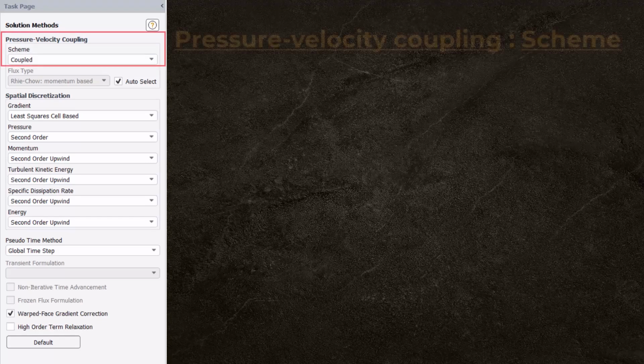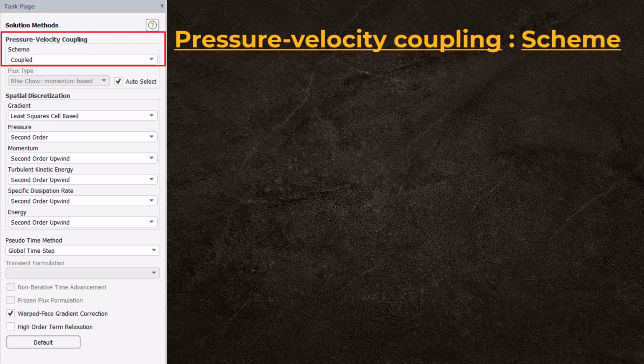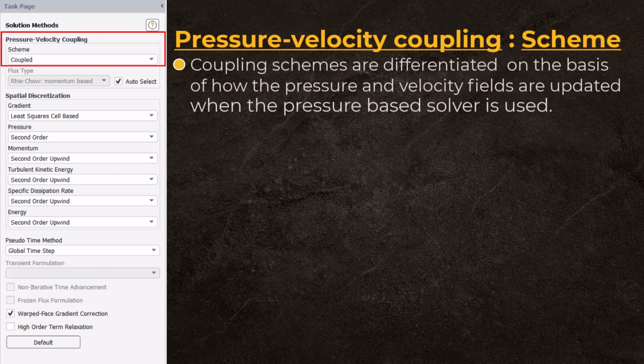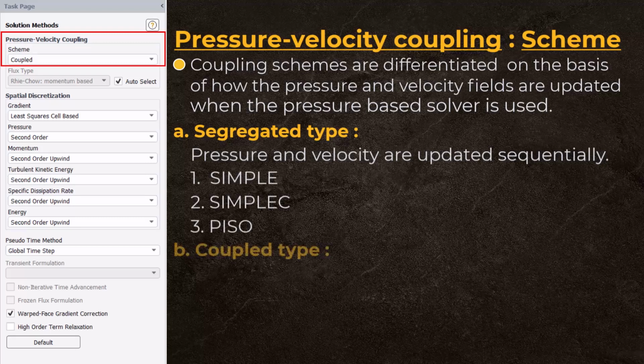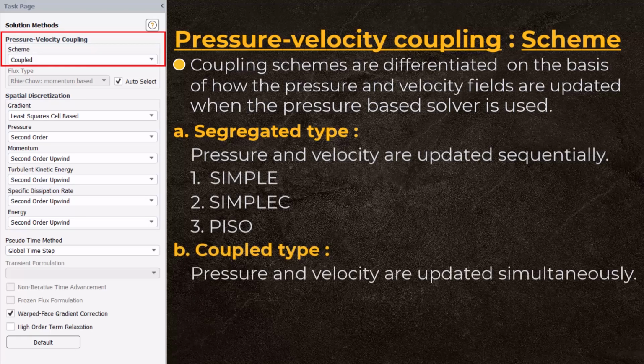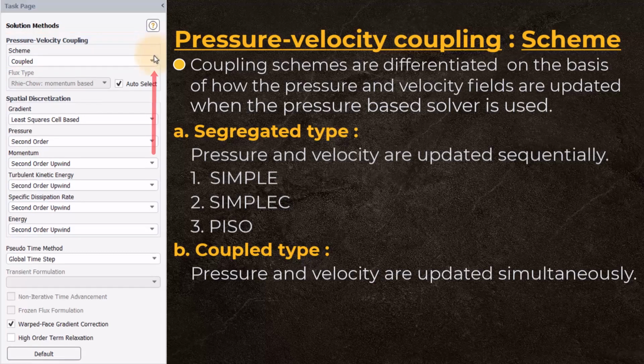Let's start with pressure-velocity coupling schemes. These coupling schemes control the manner in which the pressure and velocity fields are updated when the pressure-based solver is used. They can be either of the segregated type, that is, pressure and velocity are updated sequentially, such as SIMPLE, SIMPLEC and PISO, or coupled, where pressure and velocity are updated simultaneously. These four pressure-velocity coupling methods available in ANSYS Fluent can be selected from the drop-down menu here.